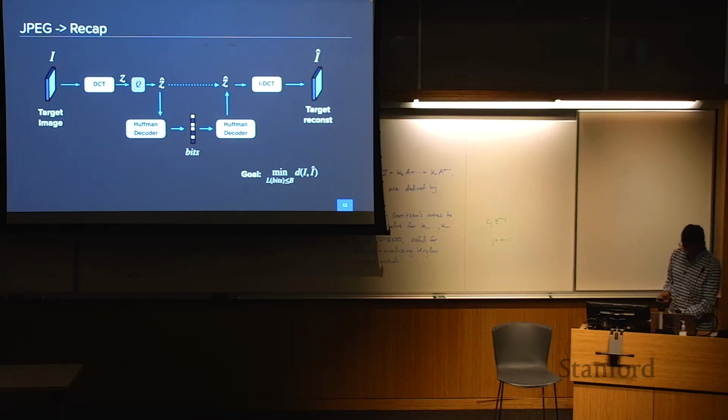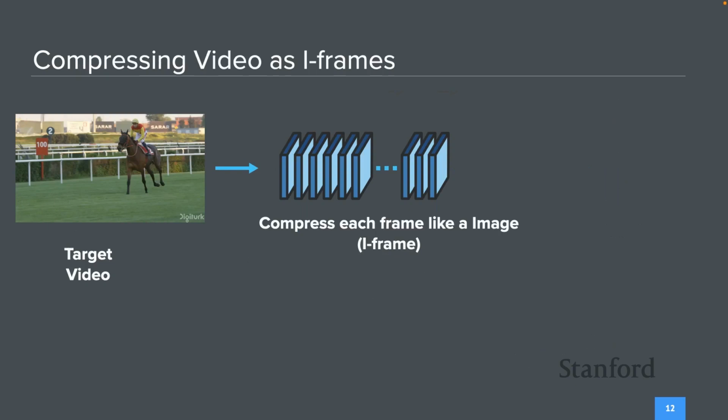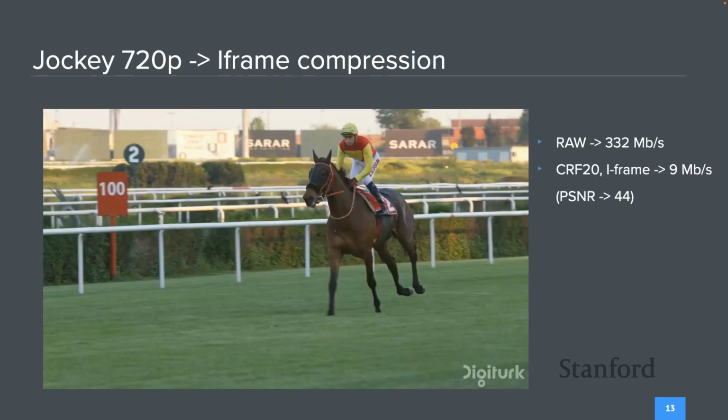And we can in fact do that, and that's actually called iframe compression. You will see this term thrown around in video compression literature. It just means that if a frame is compressed independently as an image, it's called an iframe. And so we can just compress each of these frames independently like an image, and that's iframe compression. And so let's see how good it does. You actually see that on this video, if you just do image-based compression, just individually compress every frame, then we get a very amazing compression.